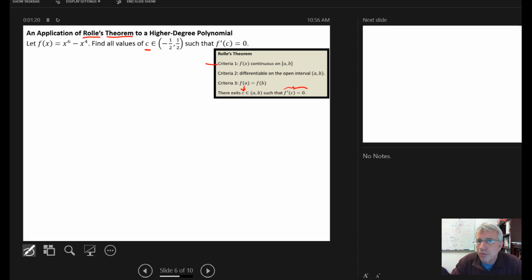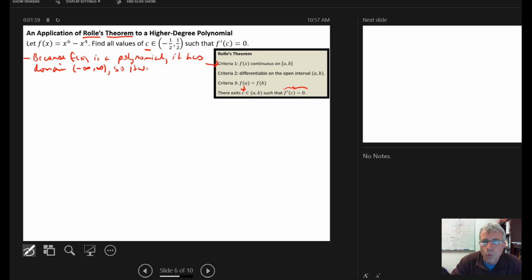So to indicate that we've met criteria 1, what we want to notice is that this is just a 6th degree polynomial. All polynomials, regardless of their degree, have domain -infinity to infinity. So I can say, because f of x is a polynomial, it has domain. So I'm showing criteria 1 is met. It has domain -infinity to infinity.